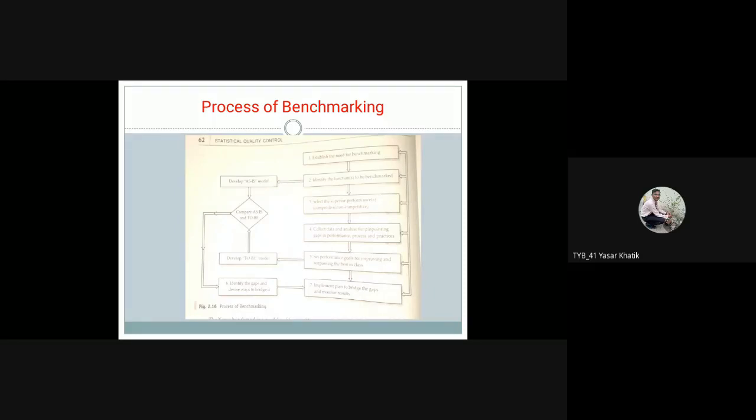ठीक आहे. Fourth, collect the data and analyze for pinpointing gaps in performance, processes and practices. ज्या कंपनीशी तुम्ही बेंचमार्किंग करणार आहे, ज्या कंपनीमध्ये तुम्ही ऍज अ स्टँडर्ड सेट करणार आहे, त्यांचं काय करा? डेटा कलेक्शन करा, स्टार्टिंग फेज. आफ्टरवर्ड्स यू कॅन जस्ट स्टार्ट डुईंग द अनालिसिस and make a pinpointing, highlighting the main points, find out the gap in such a way.